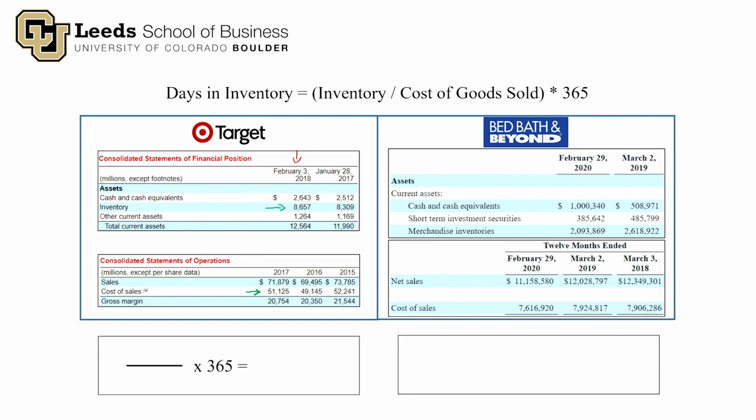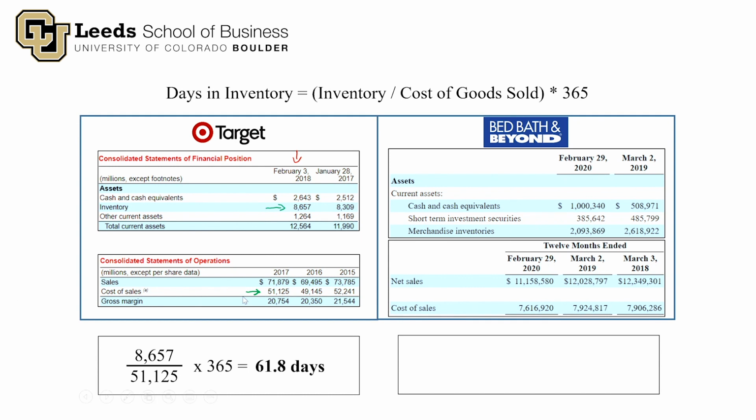So now let's compute this ratio: inventory divided by cost of goods sold times 365. Inventory at the end of the year was 8,657. Cost of goods sold is 51,125, and we multiply by that 365 to get 61.8 days.